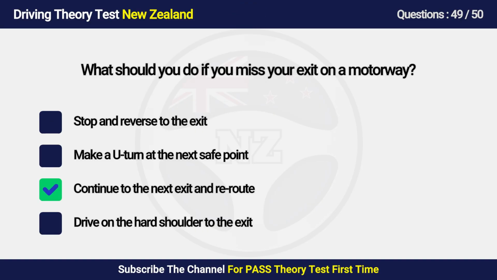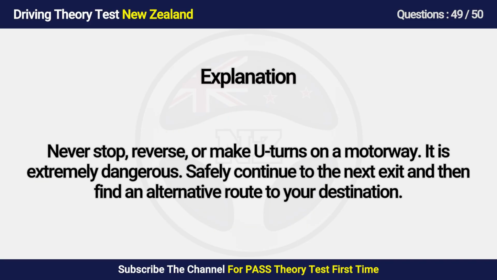Answers is C. Continue to the next exit and never stop, reverse, or make U-turns on a motorway. It is extremely dangerous. Safely continue to the next exit and then find an alternative route to your destination.